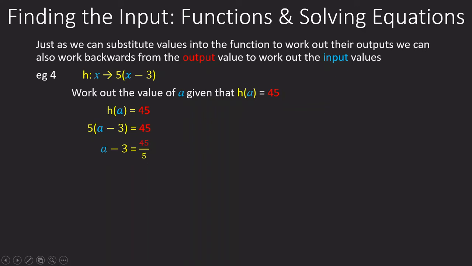45 divided by 5 is 9. Now to get a completely on its own, let's take the negative 3 to the other side. The opposite of subtracting 3 is adding 3, so a is equal to 9 plus 3, which is 12. So when a is 12, h of a will give me 45. And of course, I can check that that's true by substituting 12 into this function. 12 minus 3 would be 9, and 5 times 9 does give me 45.